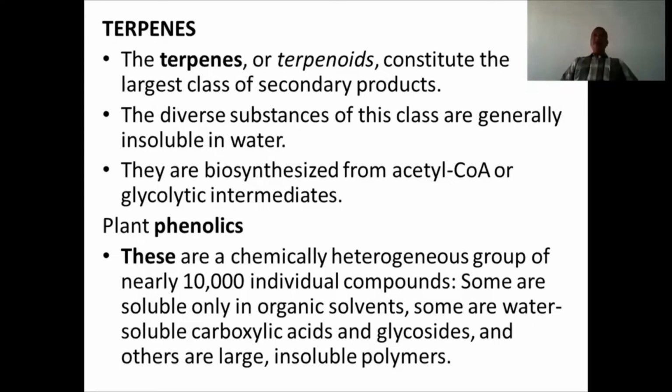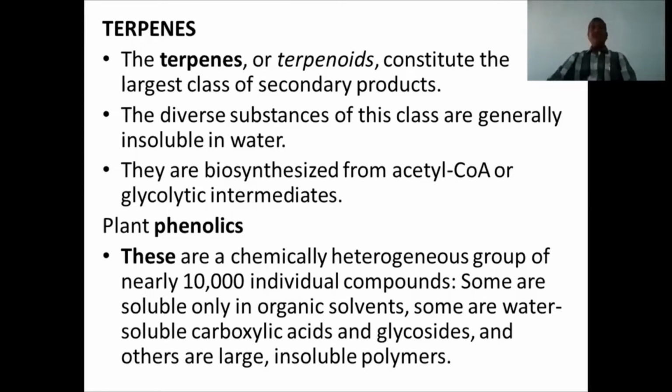Terpenes are the largest group, and they are made from the glycolytic pathway, that is, from the acetyl-CoA precursor. And phenols: we have about 10,000 phenolic compounds, which are not soluble in water, and terpenes are also not soluble in water. Instead of dissolving in water, they are non-polar. They dissolve in organic solvents.